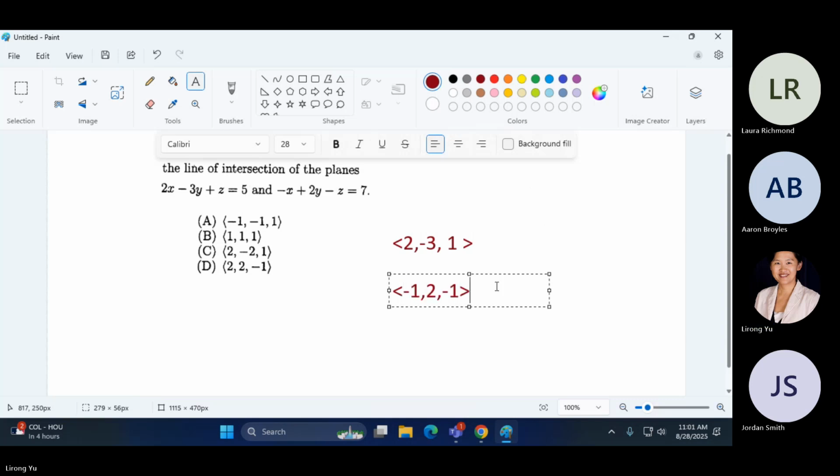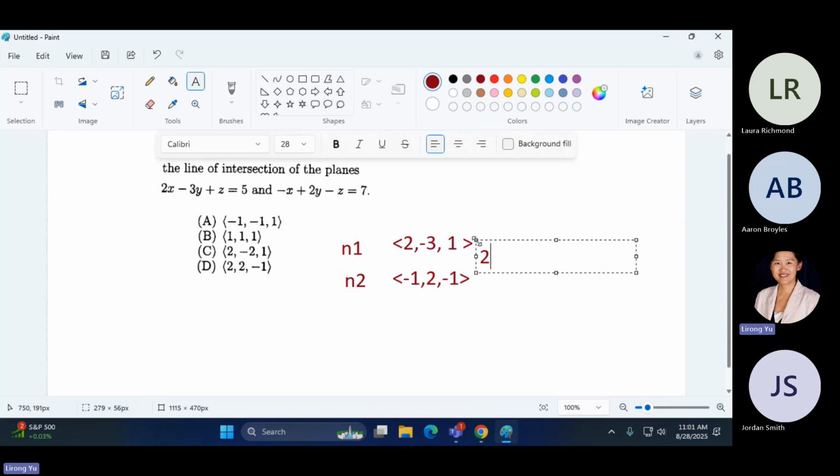These are the two normal vectors. To find the cross product, let's add one more column. Now we can find the direction vector of the line. The first component is the cross product, and for the second and third component, it would be 3 minus 2, which is 1. The second component.